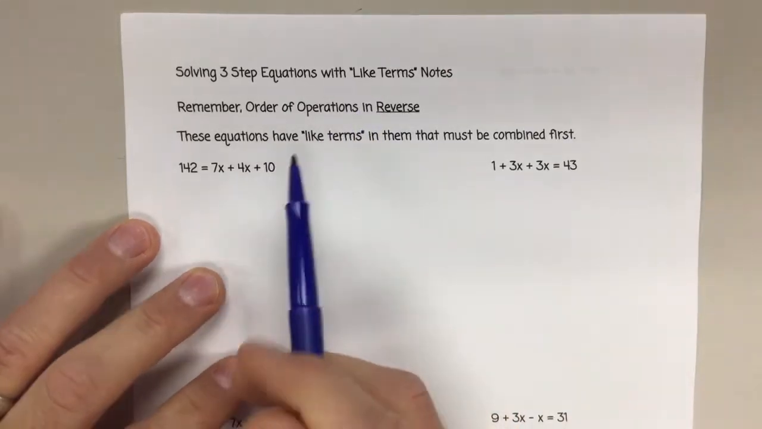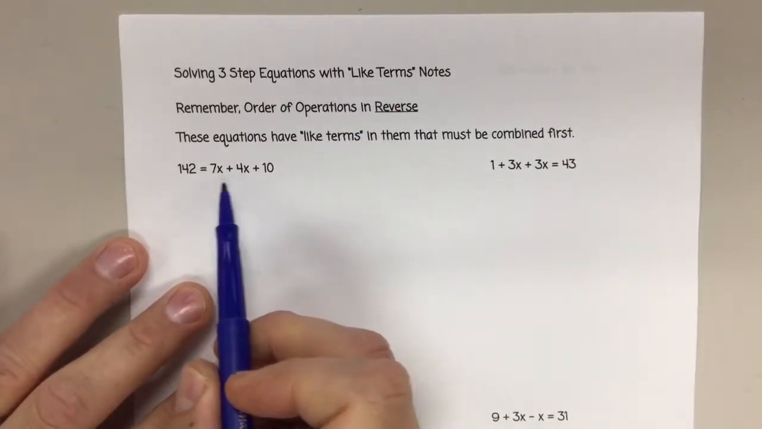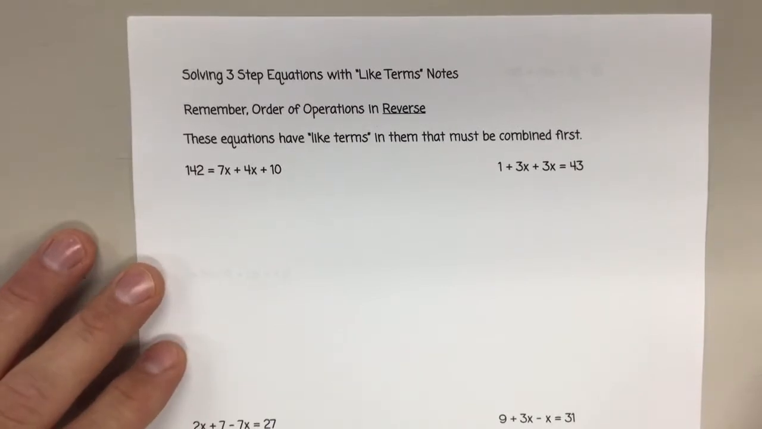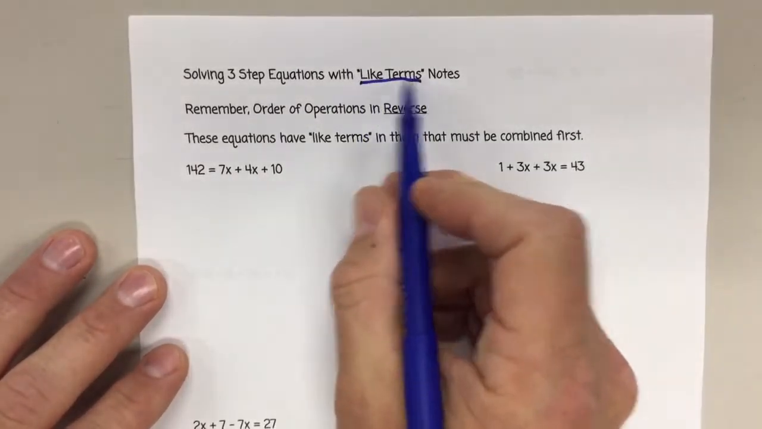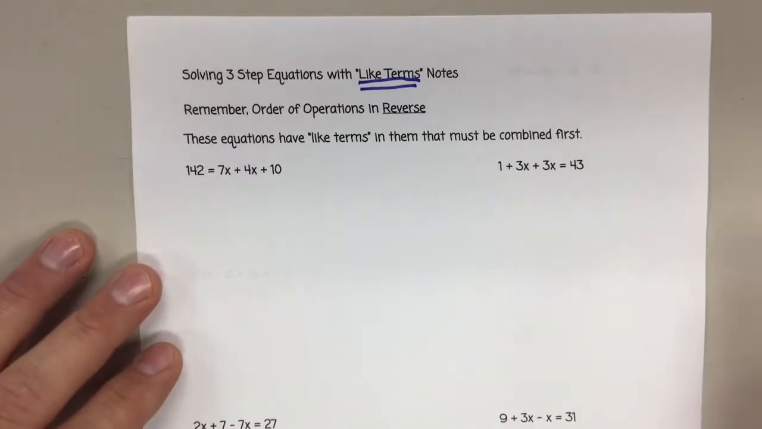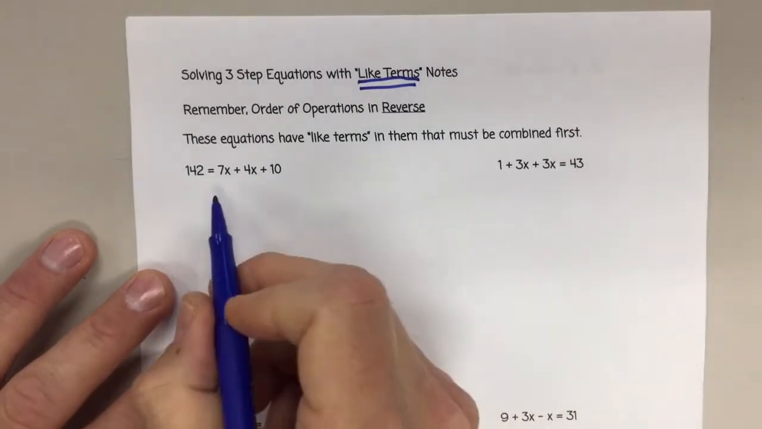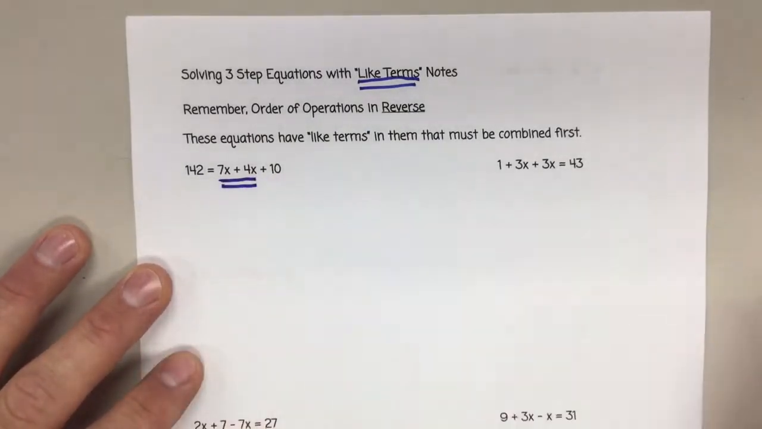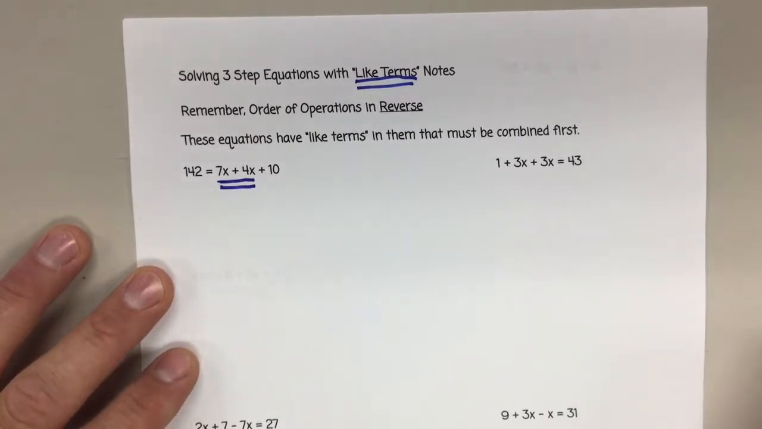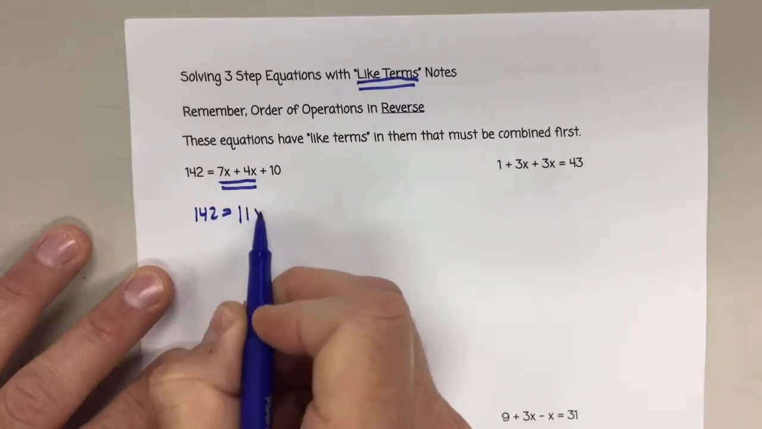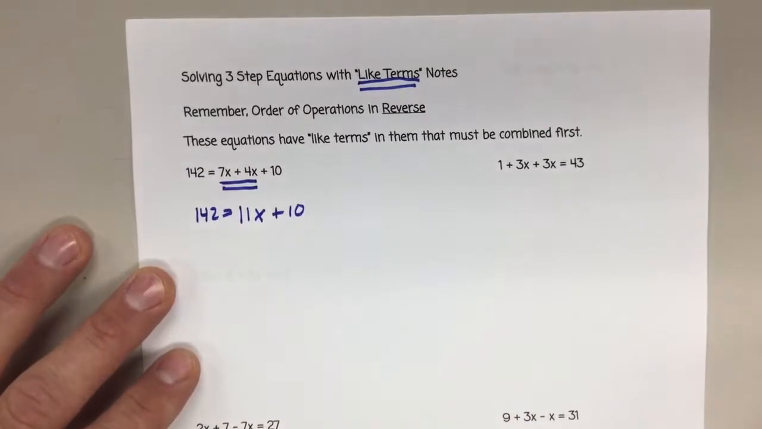Okay. Now, what makes these interesting is that you'll see here there are two terms with x's in them. And if you look at the other problems, you'll see that's the way it is on the entire sheet. So the first thing we need to do is to combine like terms. And like terms are any terms that have exactly the same letter as a part of them. So in this equation, we have a 7x and a 4x. Our first step is going to be to combine those into one term. So 7x and 4x is 11x. I leave everything else the same.